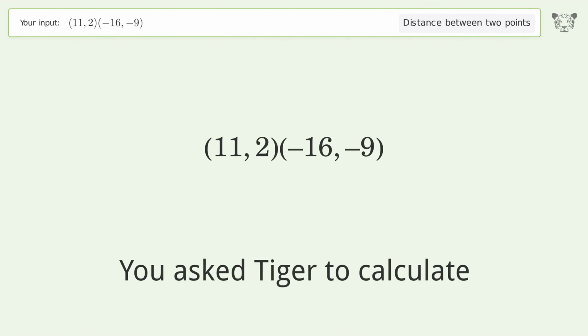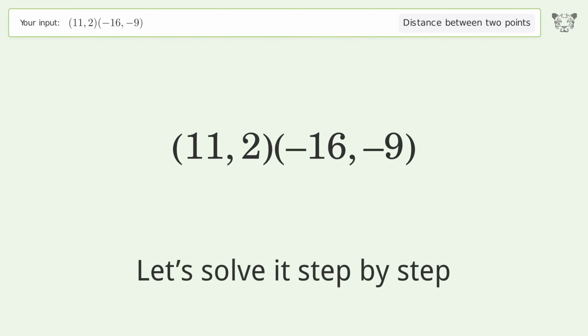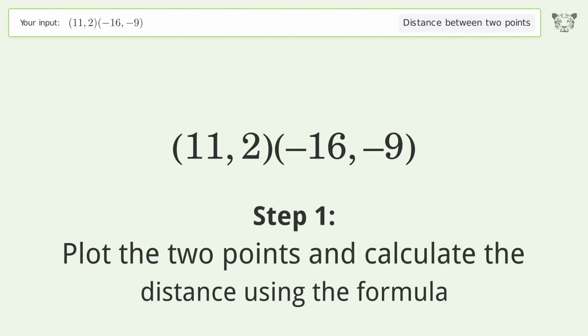You ask Tiger to calculate the distance between 2 points. The distance between the 2 points is the square root of 850, or 29.155. Let's solve it step by step. Plot the 2 points and calculate the distance using the formula.